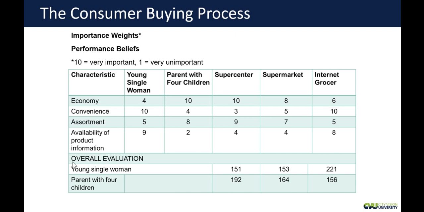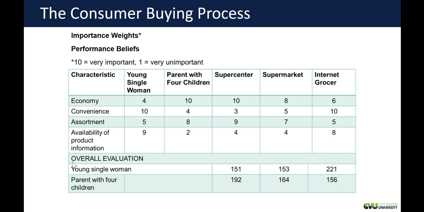So what does that look like? For instance, performance beliefs, right? So the economy, convenience, assortment, product, of a retailer. For a young woman, a parent with 4 children, all these things. So you would rate those areas based on, again, the overall valuation of a young single woman or a parent with 4 children. So for the characteristic economy, young single women, it's an importance of 4 versus a parent with 4 children, the importance of 10, right? So convenience for a young single woman, that's really important, 10, but for a parent with 4 children, not so much. I wouldn't agree with that.